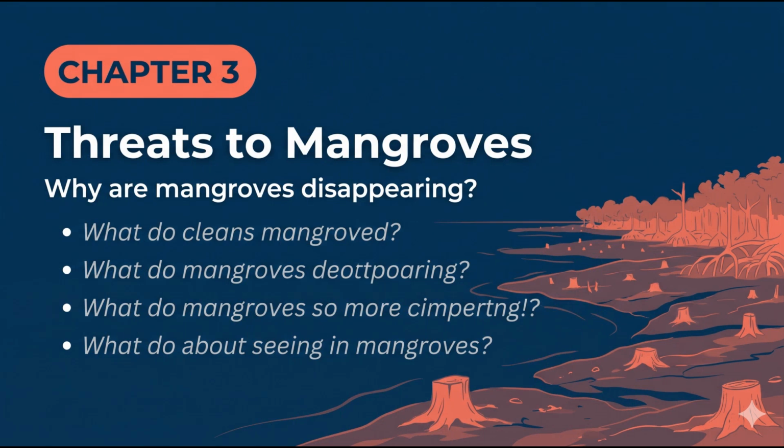Chapter 3. Threats to mangroves. We've just seen the threats facing the Sundarbans specifically. Now let's look at the broader picture. Globally, approximately 35% of the world's mangroves have been lost since 1980. The pace of loss has slowed in some regions, but in others it continues.